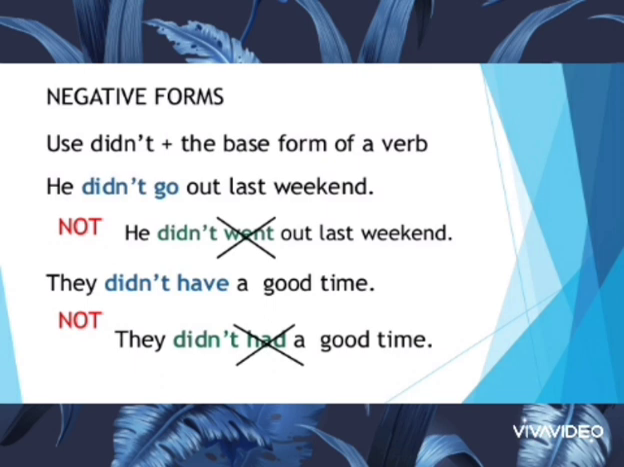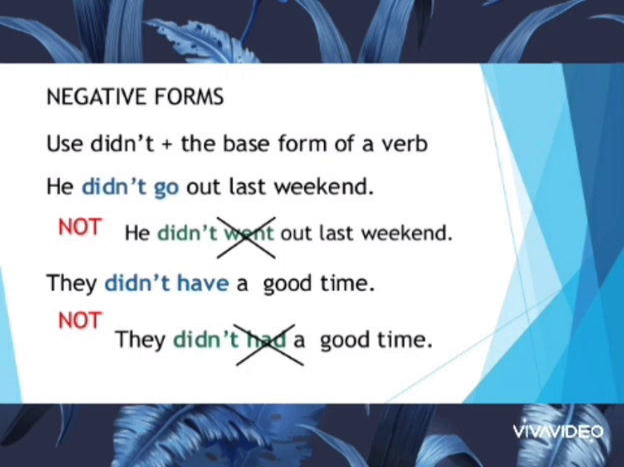He didn't go out last weekend. This is the right sentence. And if you write he didn't went, this is completely wrong, students. You need not use the past form of the main verb after the auxiliary verb. After the auxiliary verb, you have to use the present form of the main verb. Again, I'm repeating, after the auxiliary verb, you have to use the present form of the main verb. He didn't go out last weekend. This is the right sentence.